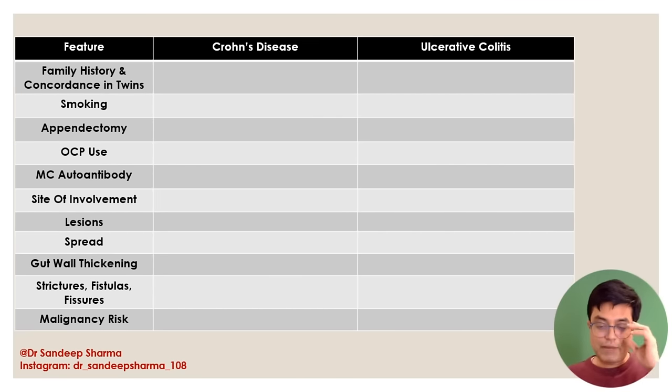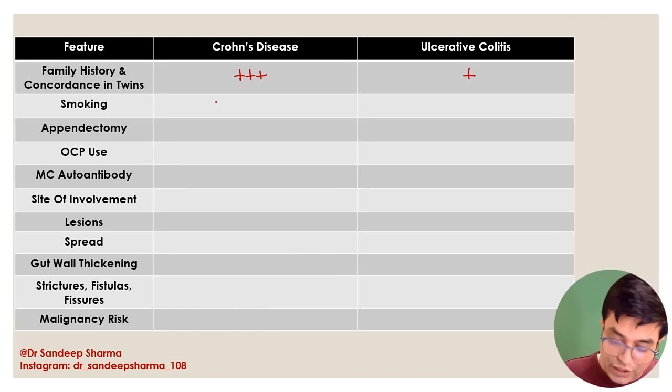So family history and concordance in twins. Kis mein zyada common hai? Crohn's disease mein ya ulcerative colitis mein? Crohn's disease, it is more common. Ulcerative colitis, sometimes. So family history kis mein common hai? Crohn's disease mein. Which disease is more concordant in twins? Concordance in twins means, agar ek identical twin mein hai, the second identical twin will have higher risk, more than 20 or 30% risk. Kis mein hoga? Crohn's disease mein hoga.